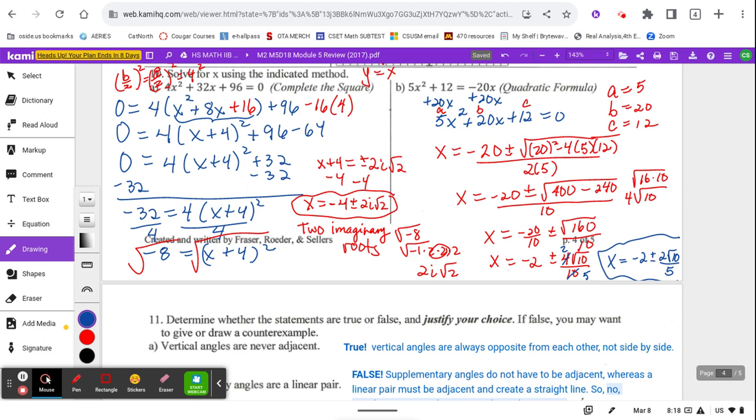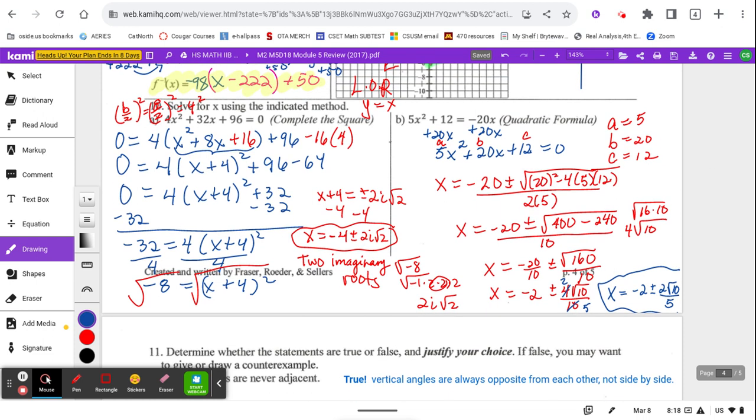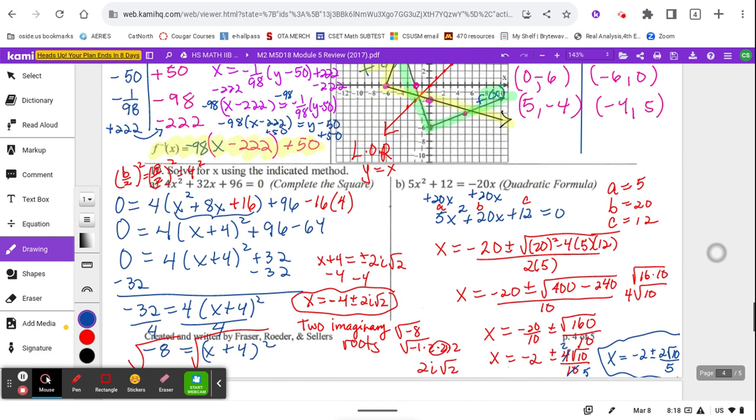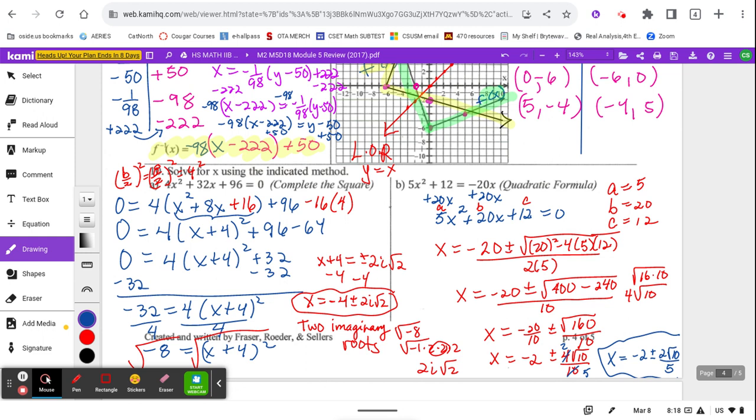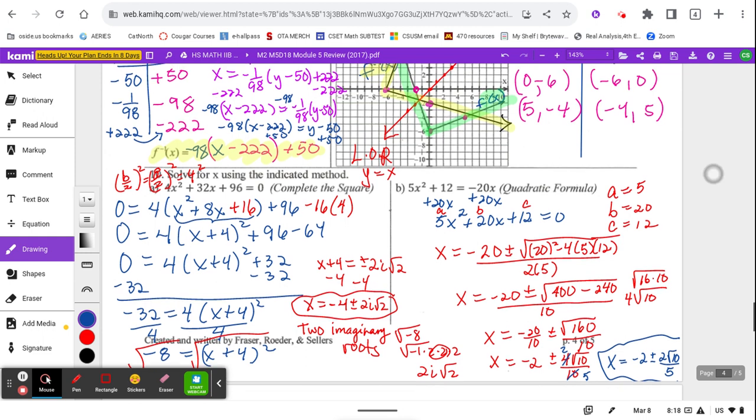Okay, so notice how complex the solving quadratics are at this point. We're ending the year here shortly, and we need to be very solid on completing the square or quadratic formula no matter how it's given to us. All right?